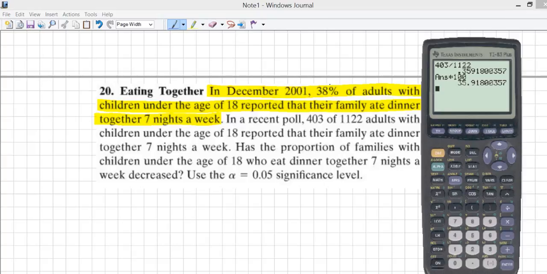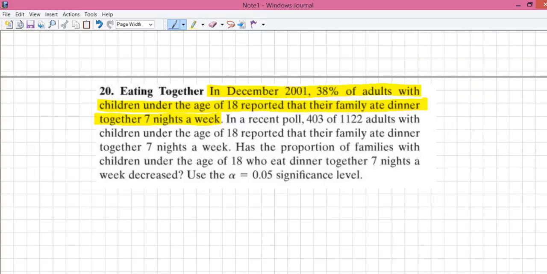Is it smaller than 38%? Absolutely. Is it significantly smaller? Well, that's what hypothesis testing is all about. We're going to figure out if this proportion is smaller by a significant amount. So, let's see what we have here. 403 out of 1,122 adults said that they ate dinner 7 nights a week. Has the proportion of families with children under the age of 18 who eat dinner together 7 nights a week decreased? Okay? The first step is to set up the null and the alternative hypothesis.